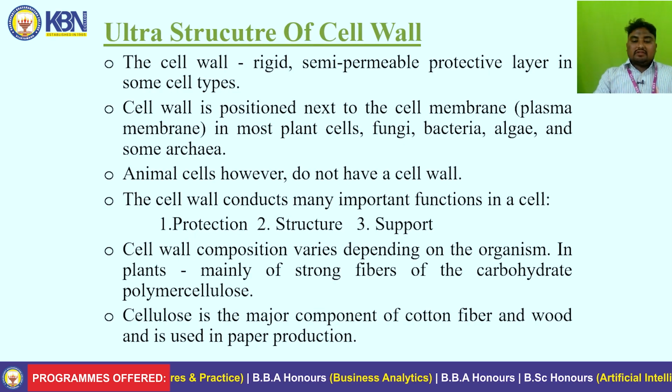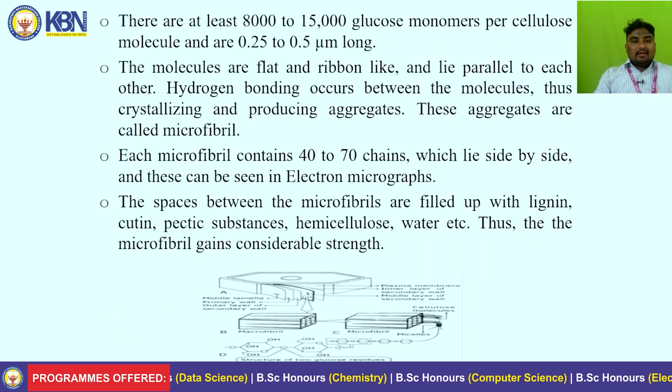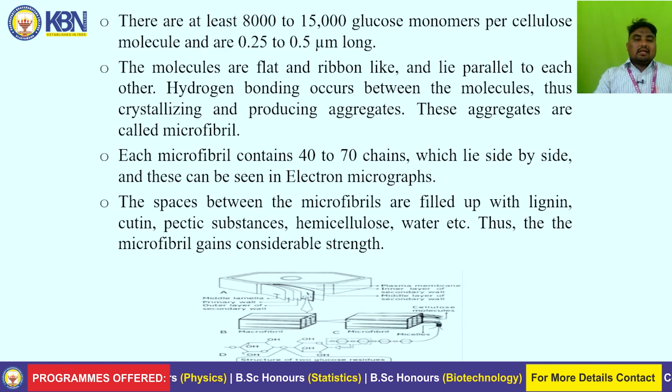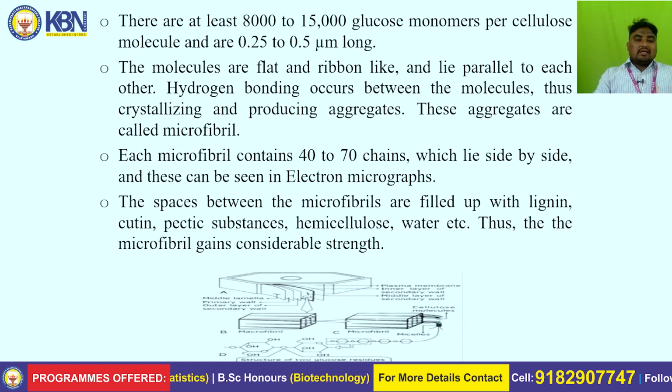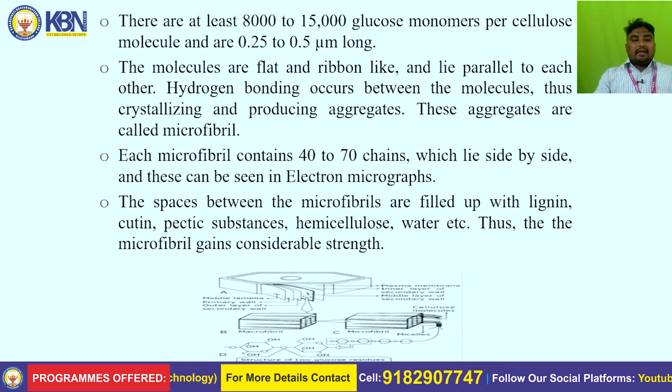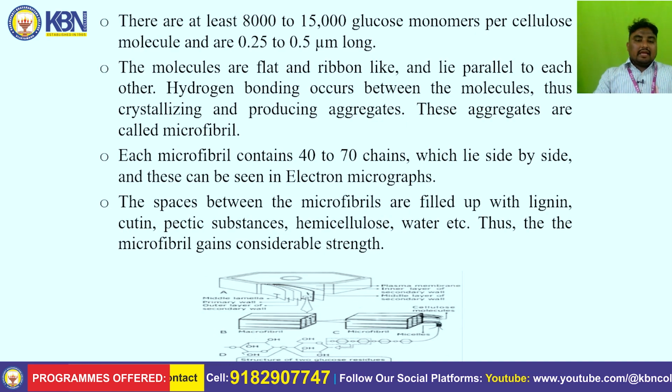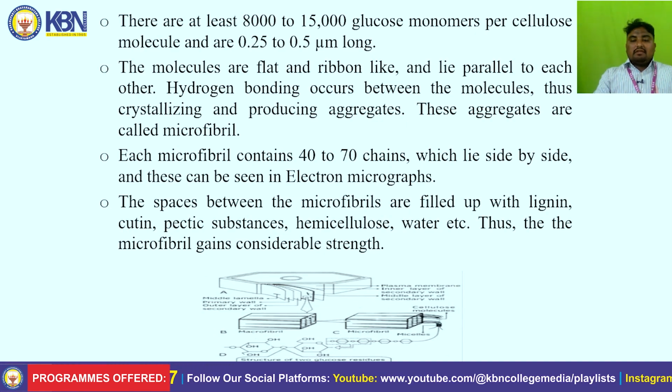In plants, the cell wall is made mainly of strong fibers of the carbohydrate polymer cellulose. Cellulose is the major component of cotton fiber and wood and is used in paper production. Cellulose molecules have at least 8,000 to 15,000 glucose monomers and are 0.25 to 0.5 micrometer long. The molecules are flat and ribbon-like and lie parallel to each other. Hydrogen bonds occur between the molecules, thus crystallizing and producing aggregates. These aggregates are called microfibrils. Each microfibril contains 40 to 70 chains which lie side by side, and this can be seen in an electron microscope.